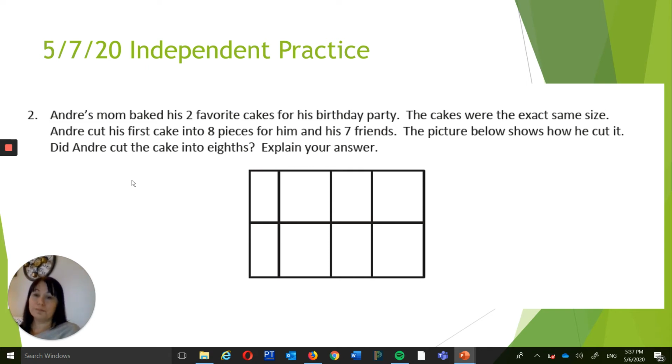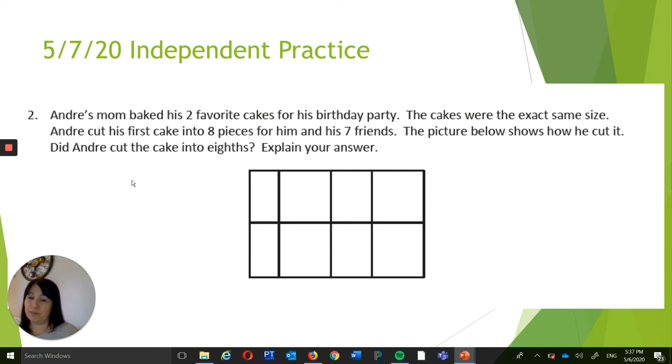Andre's mom has 2 favorite cakes. Andre's mom baked his 2 favorite cakes for his birthday party. The cakes were the exact same size. Andre cut his first cake into 8 pieces for him and his 7 friends. The picture below shows how he cut it. Did Andre cut the cake into 8ths?